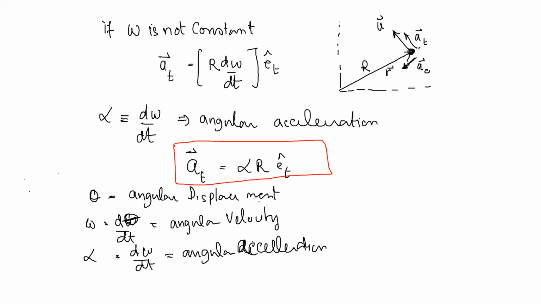So theta represents angular displacement. Omega represents the angular velocity or angular speed. It should be angular speed. Sometimes they call it velocity, but it has a sense of scalar, not vector. Now this is angular acceleration for at, and you still have ac.